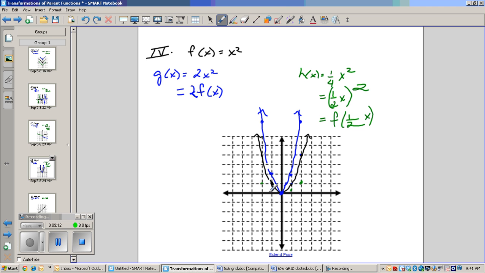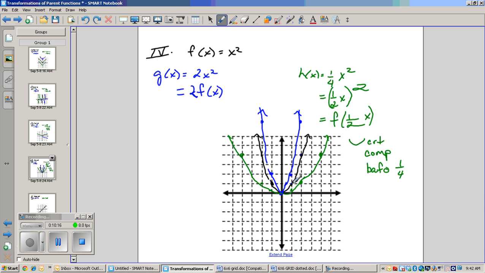Now, I've got these points here. I know that I've got a point 4, 16 on the parent function, so that means if I multiply y by 1/4, it would go through 4, 4. So, I know the graph of h looks like this. Now, this is a vertical compression, and I'm going to introduce BAFO. Stands for by a factor of 1/4.